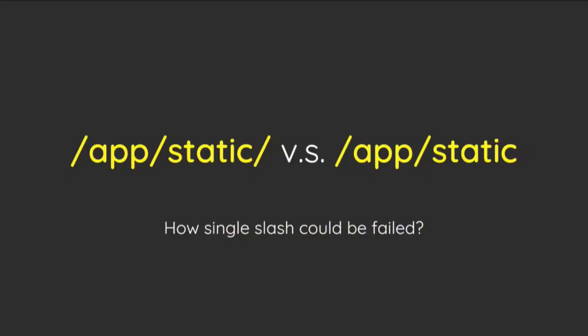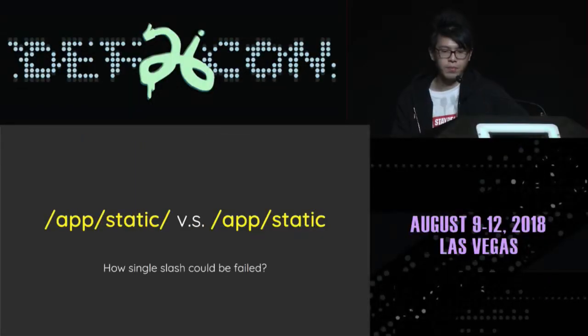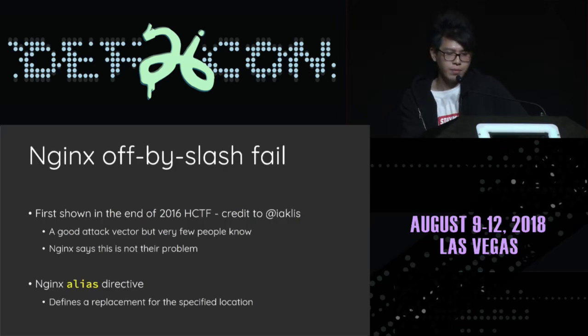The next topic is how a single slash could fail. Maybe you have set up several paths in the past, but does your path end with a slash? This is a good question. Is it important? Yes. Let me show you how a single slash could fail. This is an off-by-slash failure on Nginx. This problem was first shown at the end of 2016, and the credit goes to Orange. Although this is not new, it's still worth mentioning.